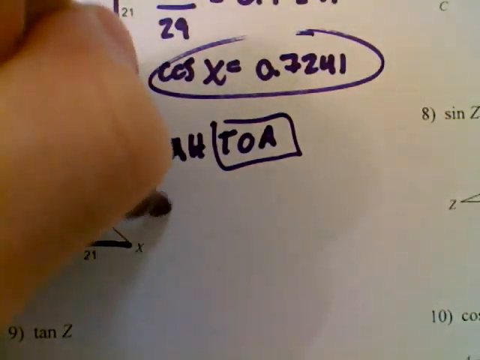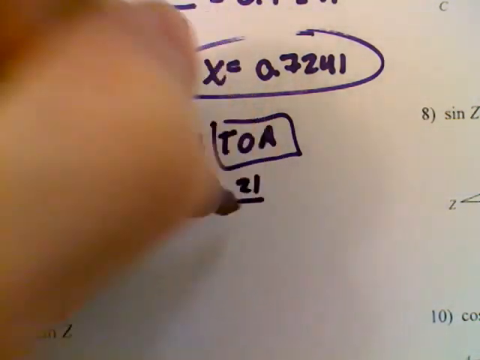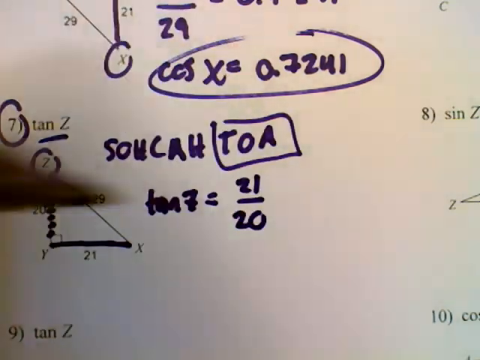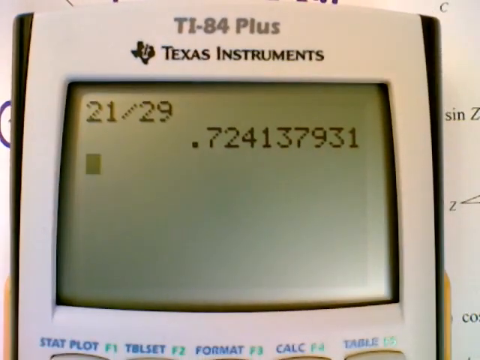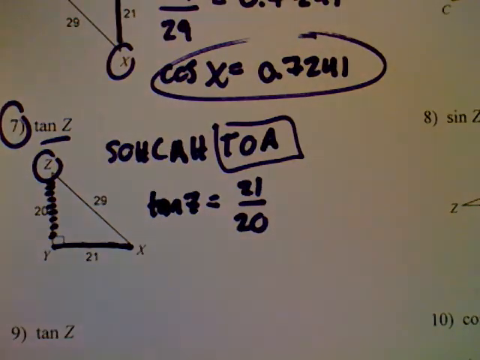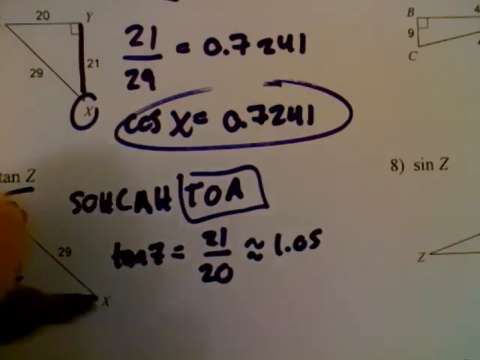So that means the tan of z should be equal to the opposite, which is 21, over the adjacent side, which is 20. When I do the division on that, 21 over 20, I get something that's a little bit more than 1. I get 1.05. So this is approximately equal to 1.05.